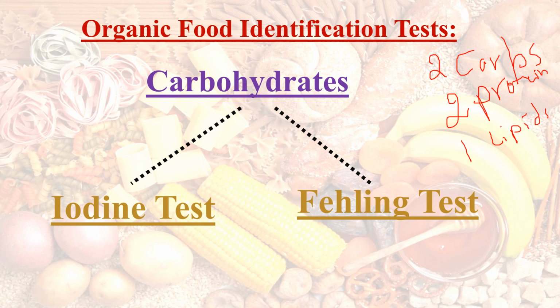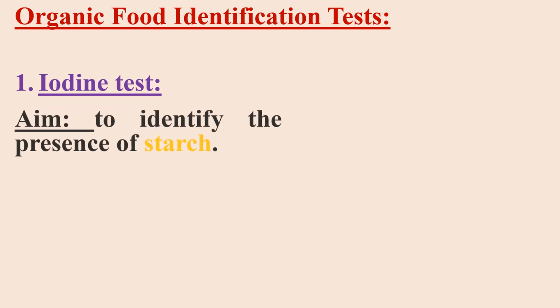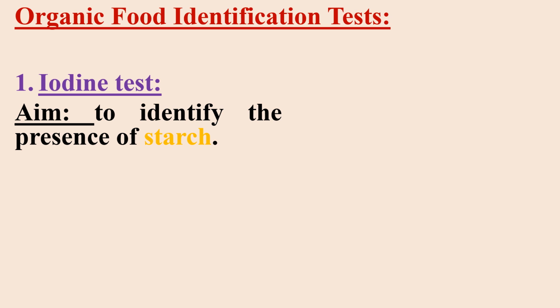We will start with the iodine test. For each test I should know the name of the test, the aim of this test, which substance's presence I'm testing for, how to make this test, the procedure, and the result. The aim of the iodine test is to identify the presence of starch.